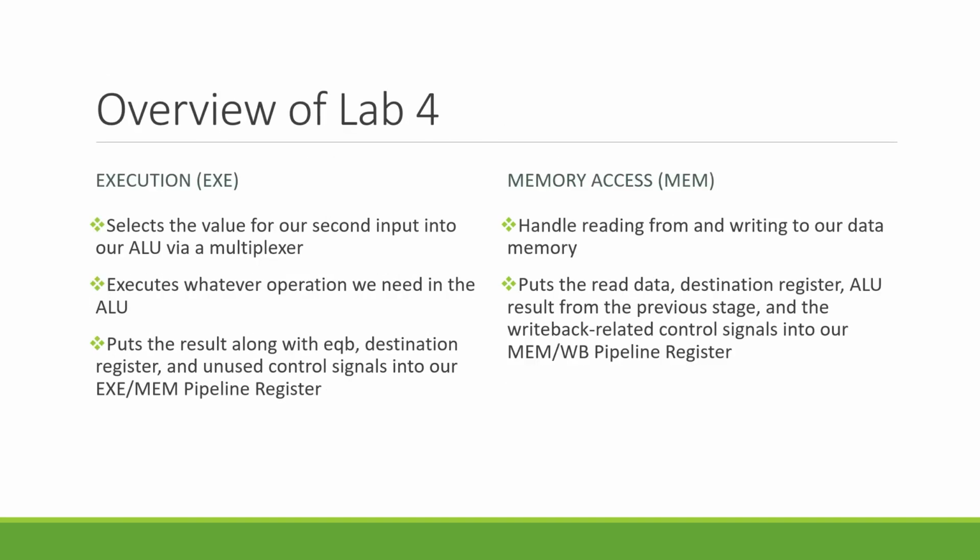In the execution stage, we're going to select the value for our second input into the ALU via multiplexer, execute whatever operation we need to in the ALU, and then put the result along with EQB, the destination register, and the unused control signals into our EXE-MEM pipeline register. In our memory access stage, we're going to handle reading from and writing to our data memory. We're then going to put the data that we just read, the destination register, the ALU result that we got from the previous execution stage, and the write-back related control signals into our MEM write-back pipeline register.